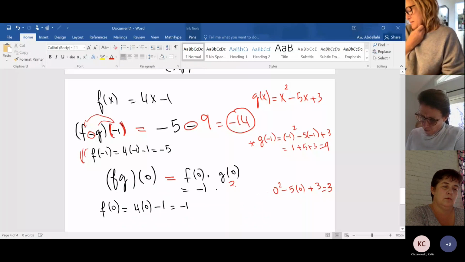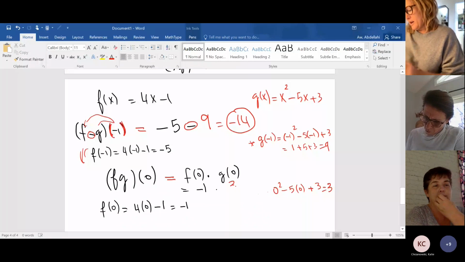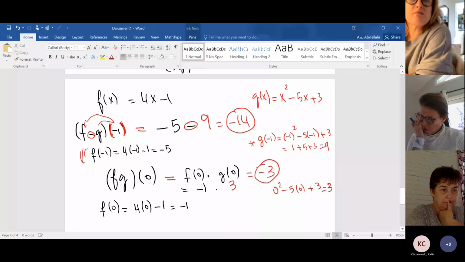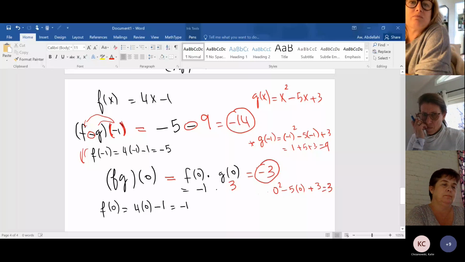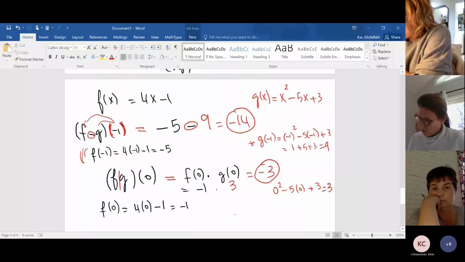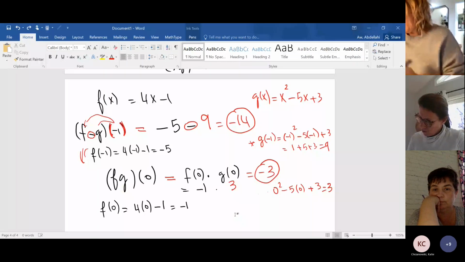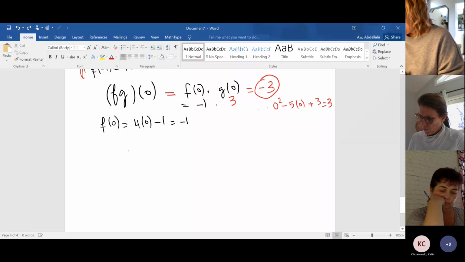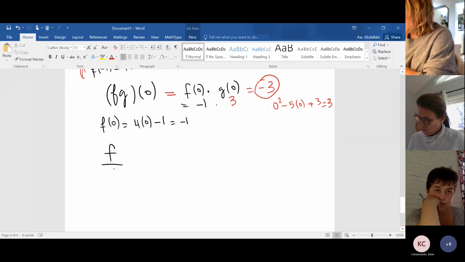Okay? All right. You see, if I did put here over division, what are you going to do to both numbers? You're going to divide, right? That's it. If I did over, which is the next one, f over g of 1.